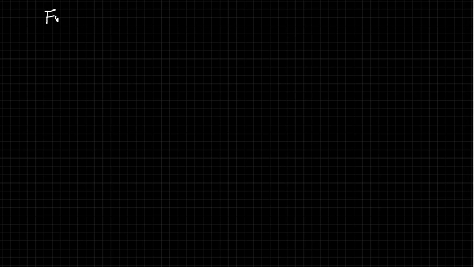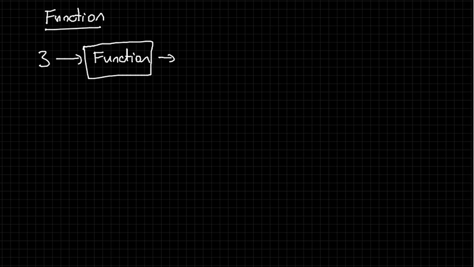So what is a function? Quite simply, a function is something that takes in a number, say 3, it goes into the function, which you can kind of think about like a black box, and out comes another number, let's say 4. And so basically you can think about functions as machines that take in an input and give you an output.